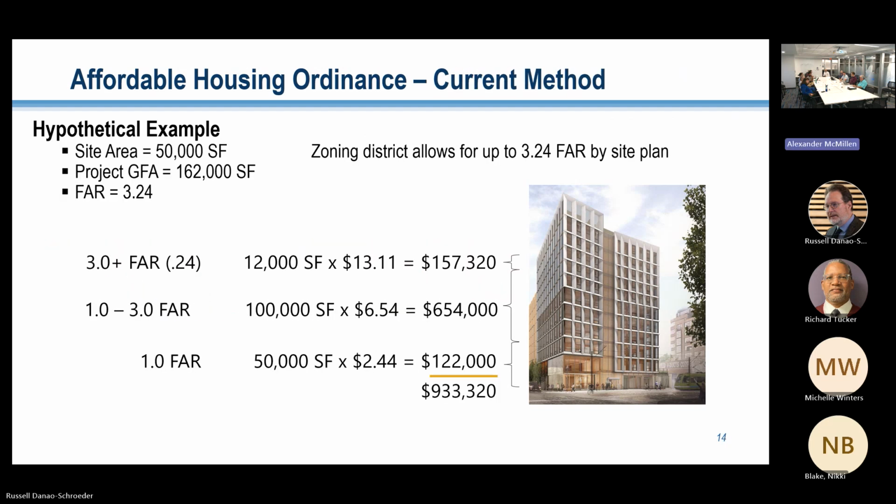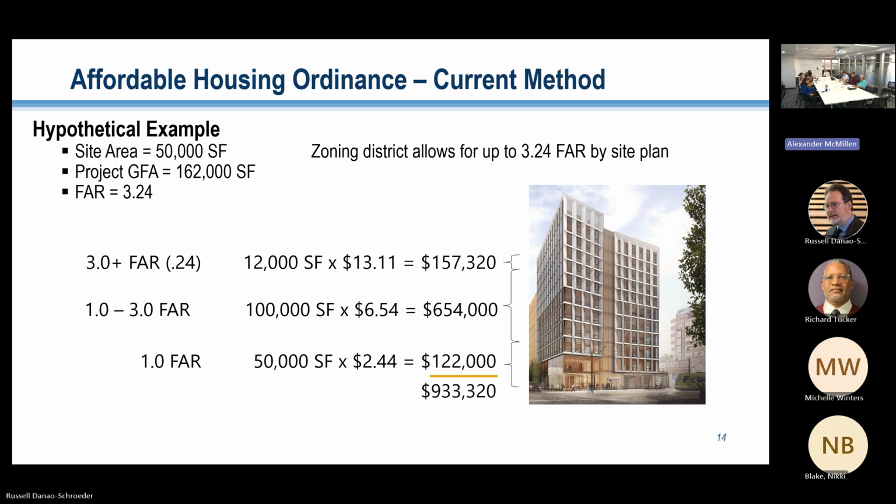With the method for the cash contribution, we're including that first FAR, and we've got these tiers that go up at different rates. So the first 50,000 is at tier 1, and that yields a certain number, 122,000. And then from 1 to 3 FAR, the next 100,000 square feet is at a higher rate. And what's above that 3.0, that other little 0.24 FAR, would be at an even higher rate. So that's the way these two currently are. They're unrelated to each other. They look totally different from each other.